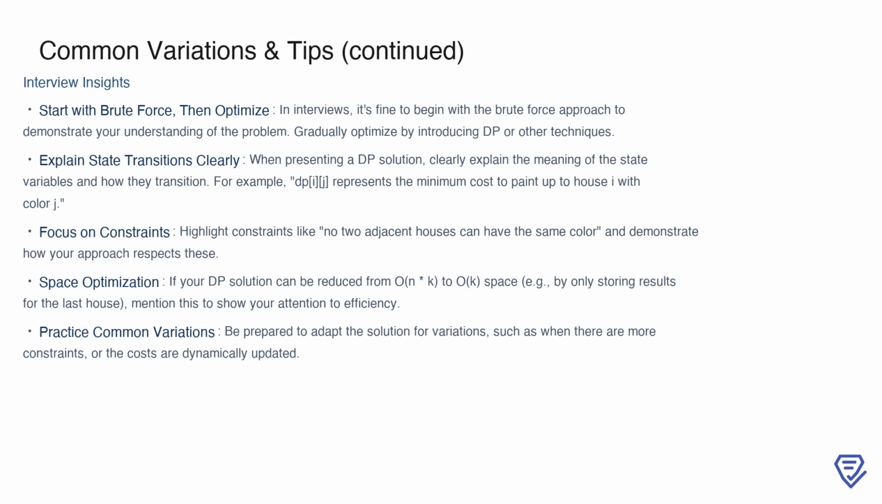It's also important to focus on the constraints of the problem, such as ensuring no two adjacent houses have the same color, and to demonstrate how your approach respects these rules. Space optimization is another valuable skill to highlight. For instance, if your DP solution can be reduced from O(n*k) to O(k) space by storing only the results for the last house, mentioning this shows that you're mindful of efficiency. Finally, be prepared to adapt your solution for common variations, such as additional constraints or dynamically updated costs, as this demonstrates versatility and a deep understanding of the problem.